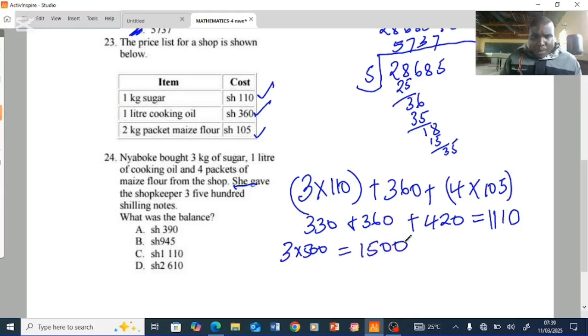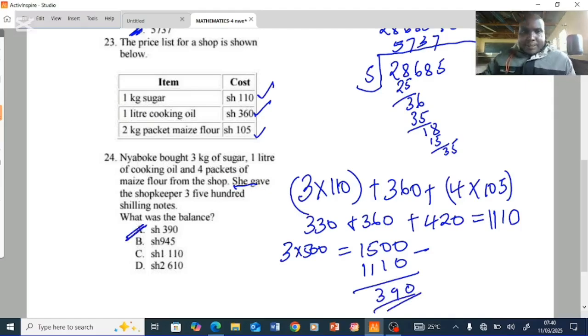What was the balance? Now you subtract the money that she spent. Here we borrowed 1, that is 4, that is 3. So the amount will be 390 shillings as the balance. The balance will be 390.